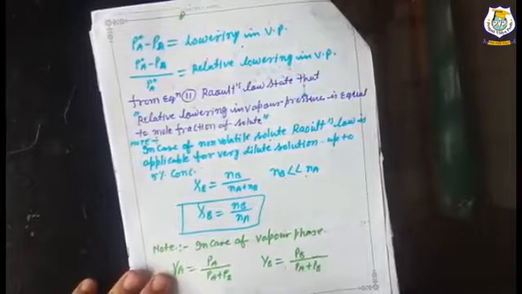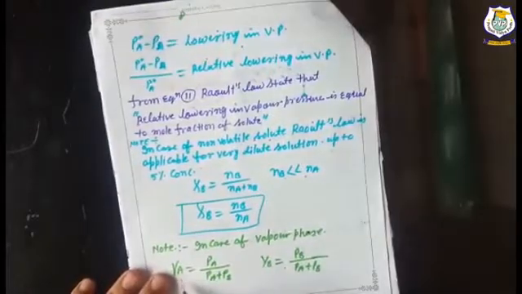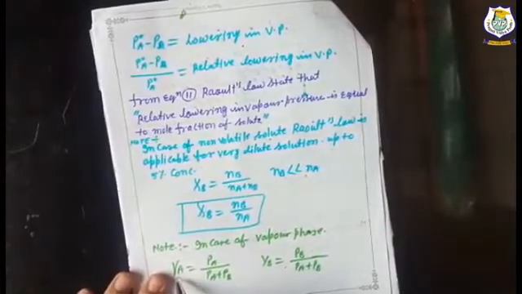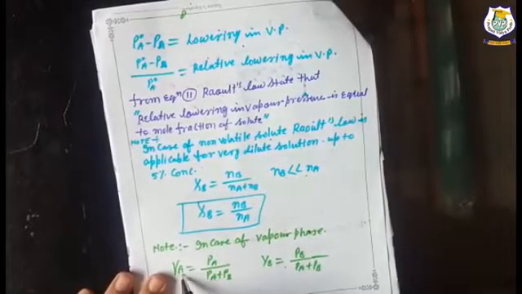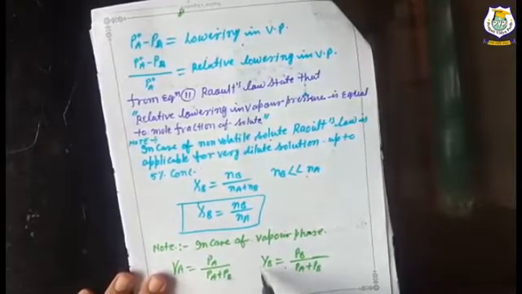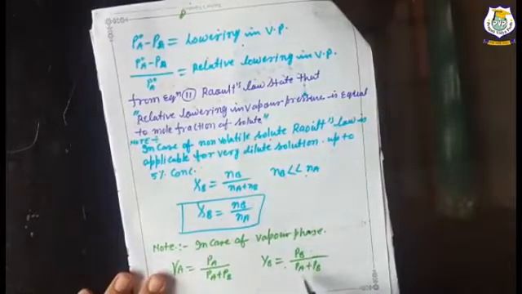In the case of the vapor phase, the mole fraction of components A and B is calculated by using the equations: yA equals PA upon (PA plus PB), that means the total vapor pressure of the solution, and yB equals PB upon (PA plus PB), that means the total vapor pressure of the solution.